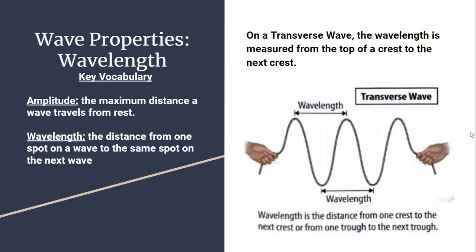Let's look at the wavelength on this transverse wave. On a transverse wave, it's easiest to measure the wavelength from the crest to the crest. It could also be measured from the trough to the trough, but you want to make sure that you have the same spot to the same spot on the next wave.